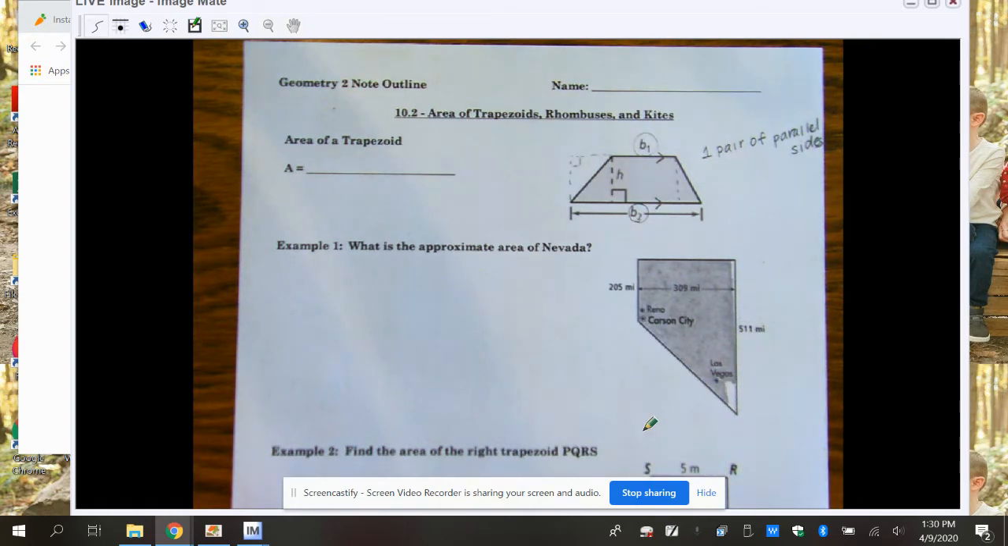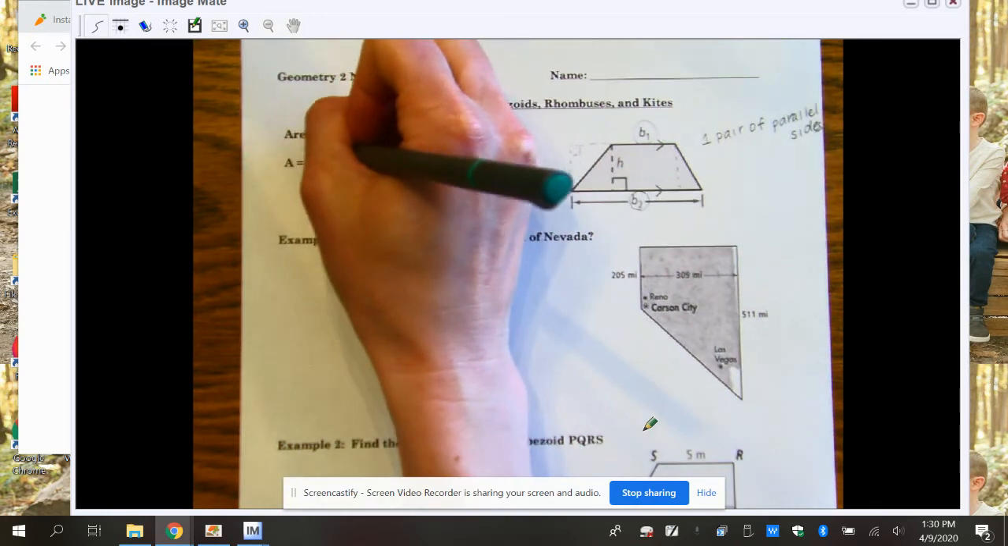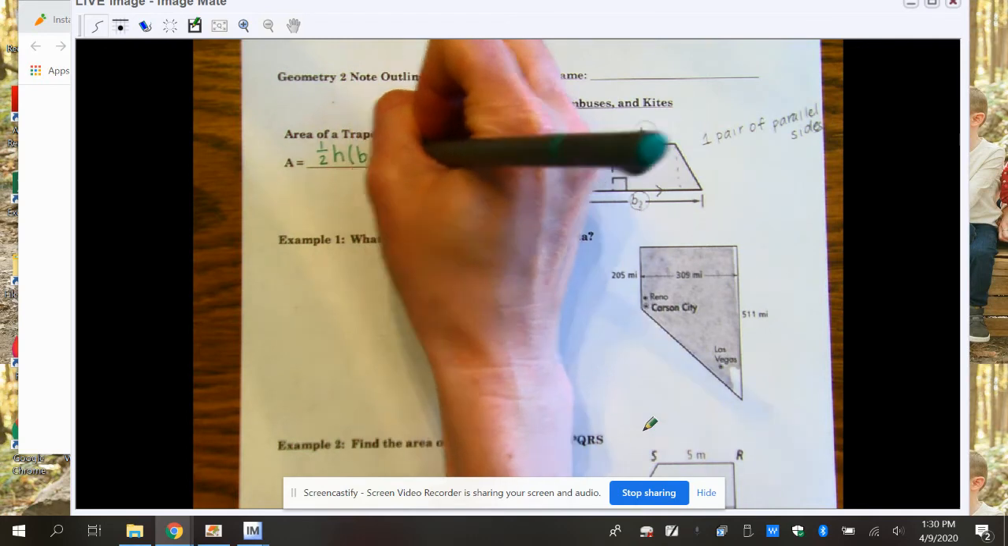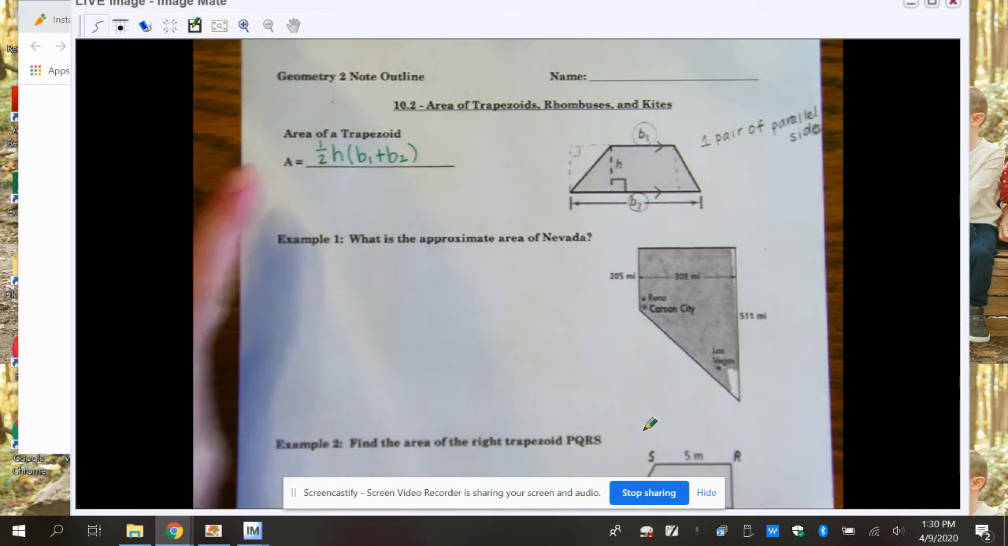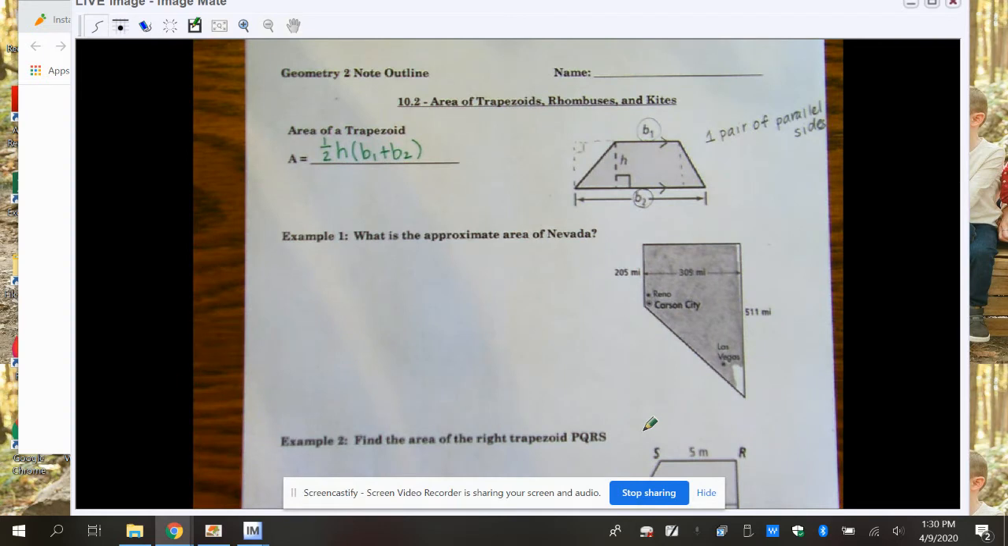The way that you find the area of a trapezoid is to find 1/2 times the height times the sum of the two bases. Essentially, this half, if you think of it like right here, it is the average of the bases, kind of like when we did mid-segment.